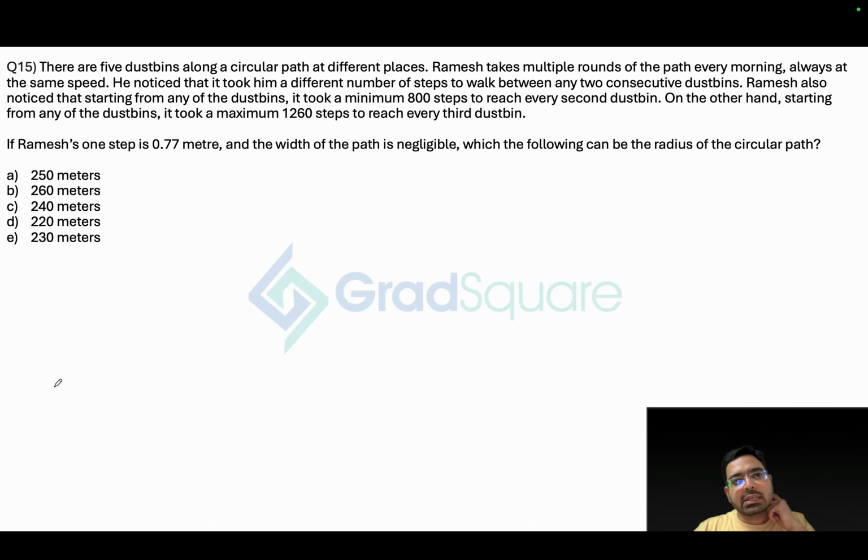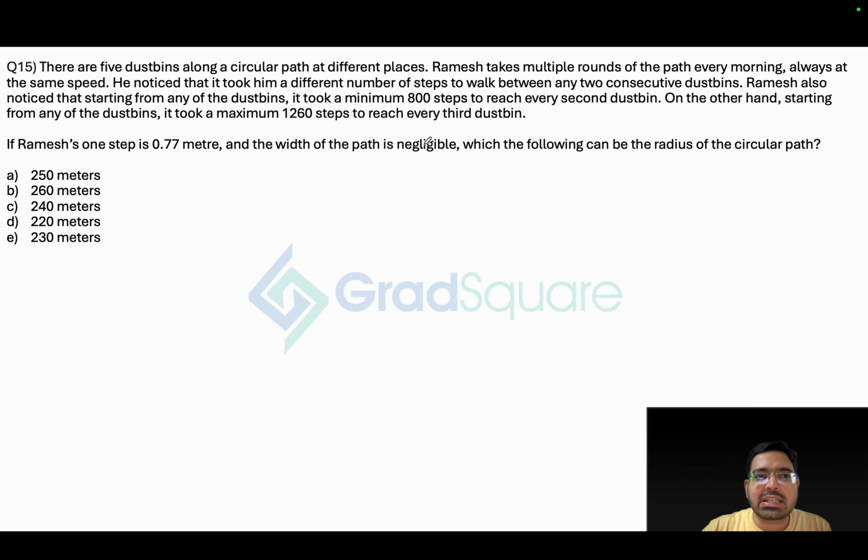Have a look at this one. It says there are 5 dustbins along a circular path at different distances. Ramesh takes multiple rounds of this path every morning, always at the same speed. He notices that it took him a different number of steps every time he walks between 2 consecutive dustbins.